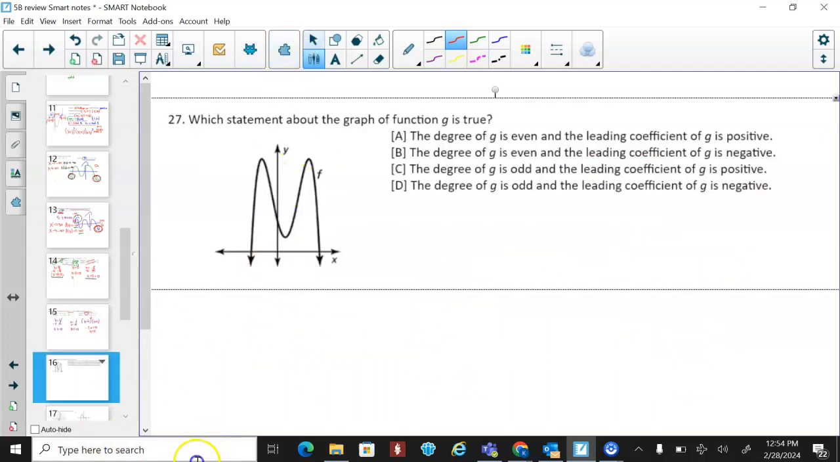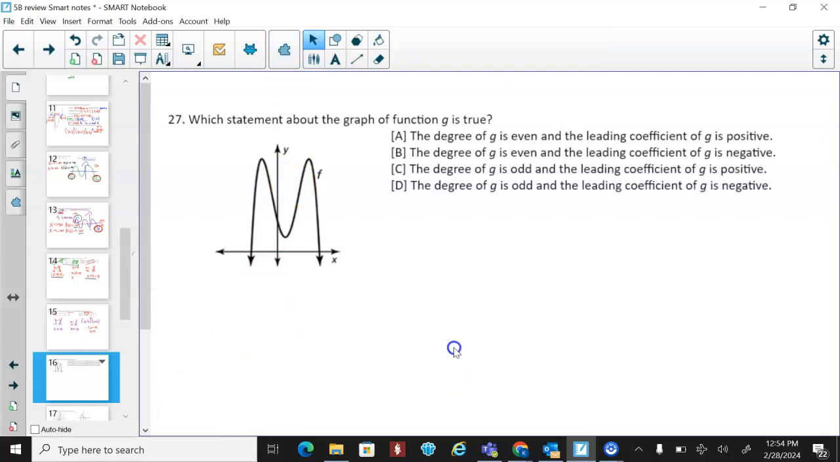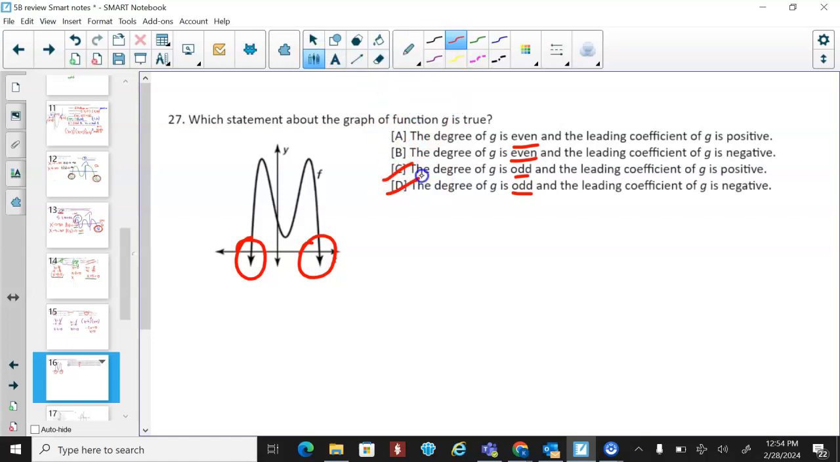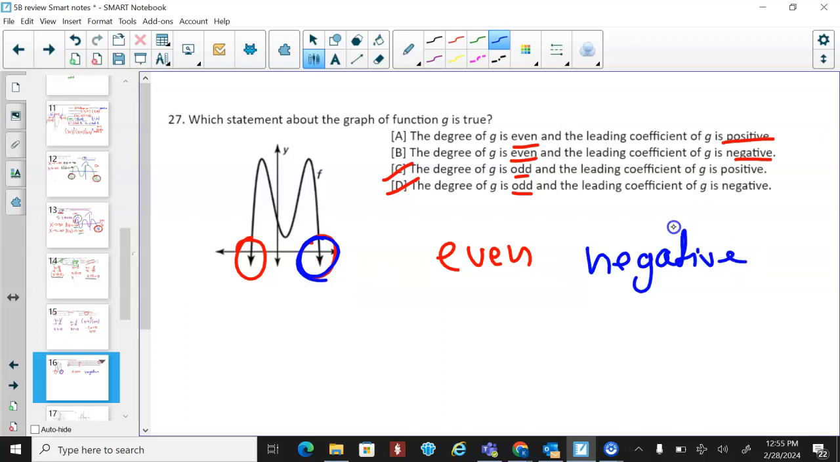All right. Question 27. Which statement about the graph of the function g is true? Well, first, is it even or is it odd? Let's make that elimination first. It is even because both ends go in the same direction. So it's not C and it's not D. Now, other than that, we already know it's an even degree. Now, is the leading coefficient positive or negative? Well, we're going to look. It is going down, so it is negative, okay? The end tail is going down. So the correct answer for this question is B.